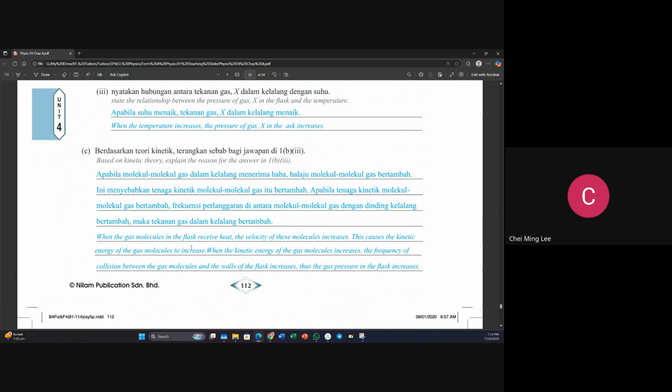Okay? You missed out several. Yes, but this one only, one cannot. Normally, we will come up with when energy increases, velocity increases, kinetic energy increases, then your frequency of collision. This is the important one you must write down. This one, then that's why your pressure increases.